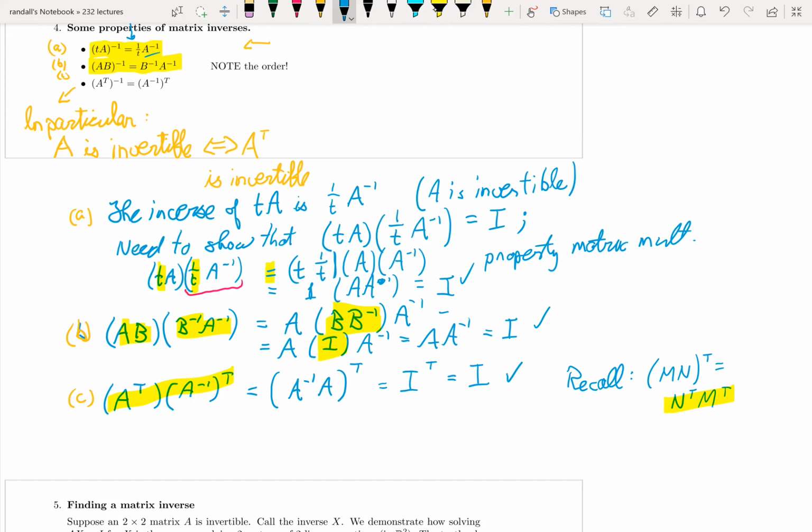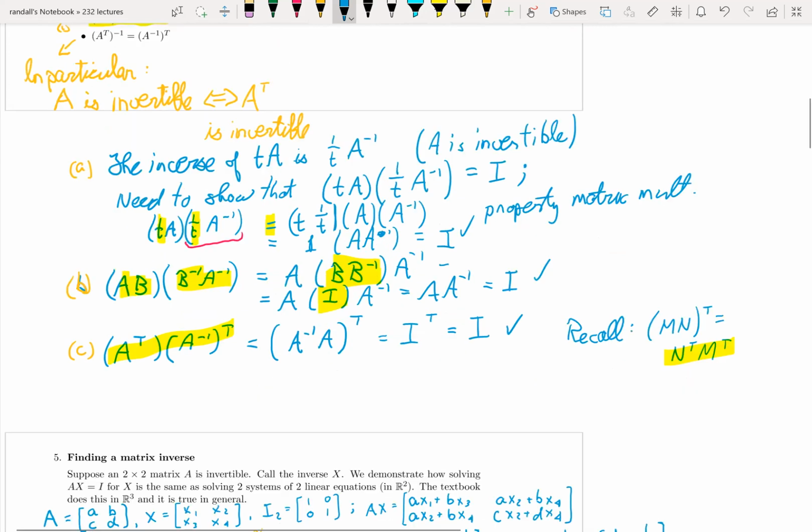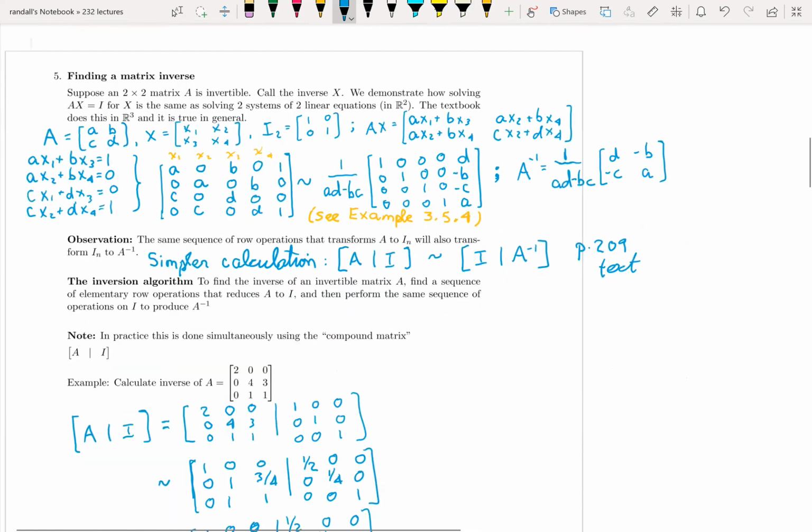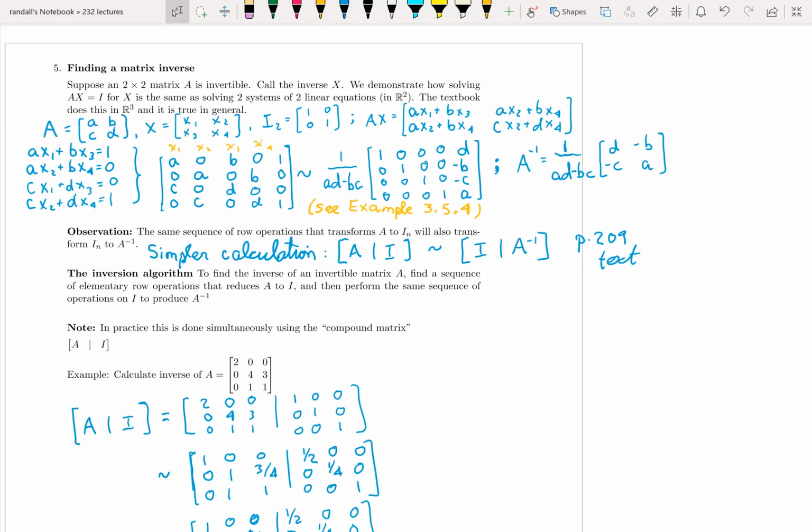Okay, so those three properties we've established with little effort. We just had to verify that the matrices given to us were the inverses, and that's easy to do. That's just matrix multiplication. So that's three important properties of matrix inverses, algebraic properties that you'll be using regularly when you're using linear algebra.